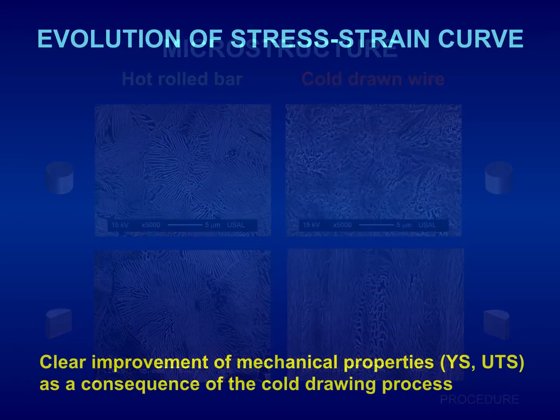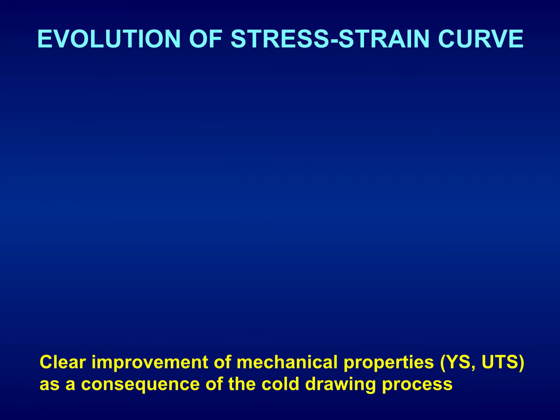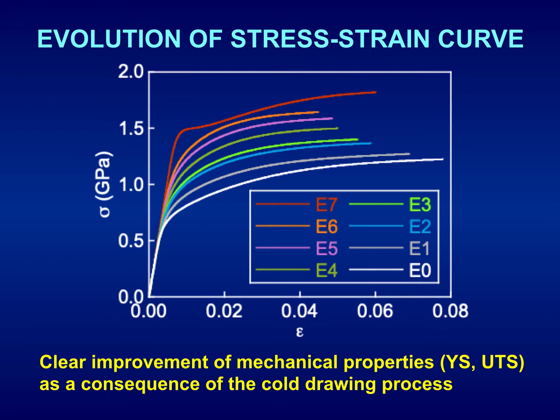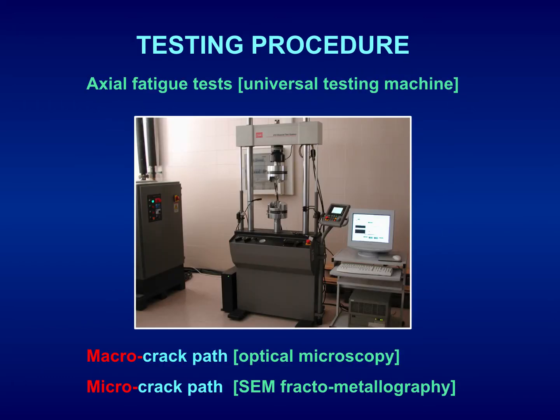With regard to the evolution of the stress-strain curve, sigma epsilon curve, we have this evolution from E0, white color, to E7 in red color. There is a clear improvement of mechanical properties, yield strength and ultimate tensile strength, as a consequence of the cold drawing process. Testing procedure: axial fatigue test in a universal testing machine, and we analyze the macro crack path by optical microscopy and the micro crack path by scanning electron microscopy and fractometallography.